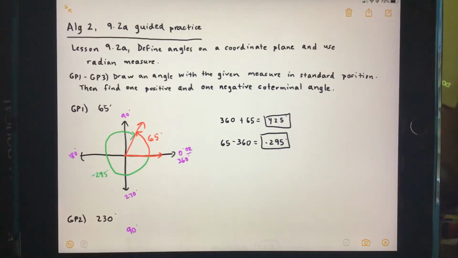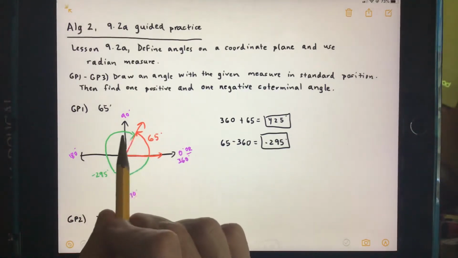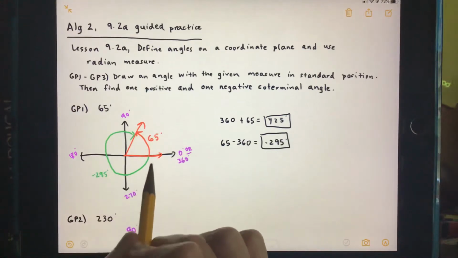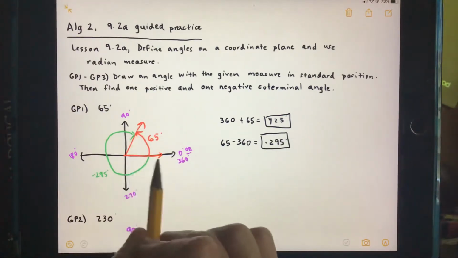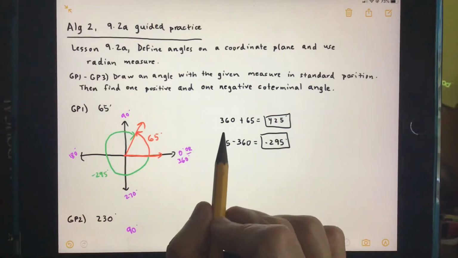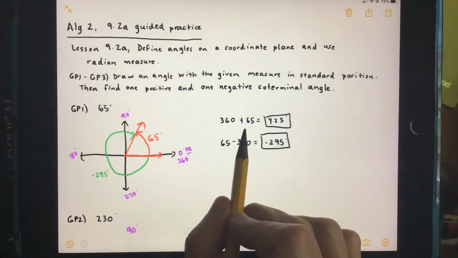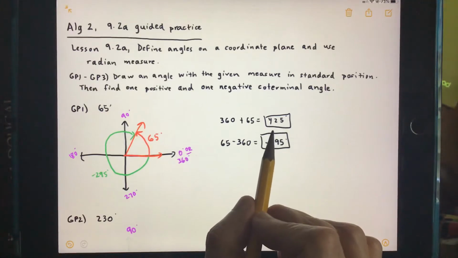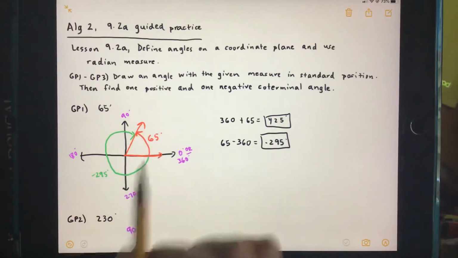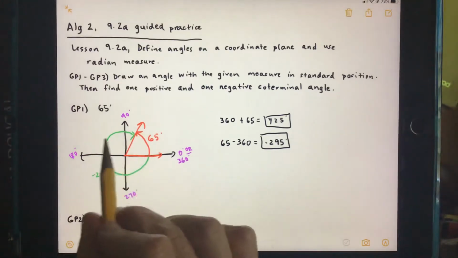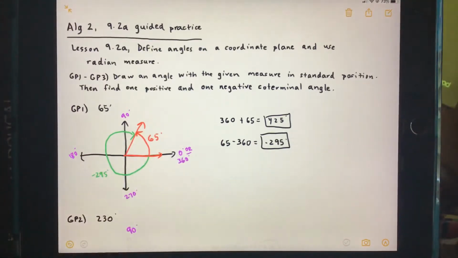Well, let's see. If I went all the way around the circle again and added 360 to 65 degrees, I'd have another angle that I would say is coterminal to this red angle. So over here I am adding 360 and 65 and finding out that 425 degrees would also be this same angle. It would be coterminal with the 65 degrees because it would take us around the circle one full more time.